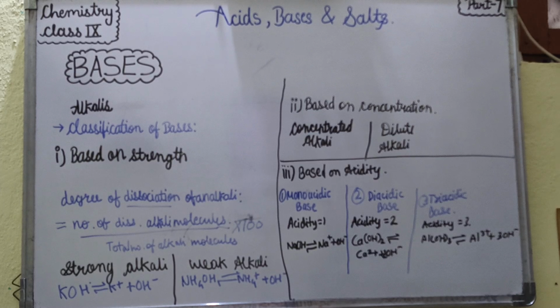Then our next topic is general methods of preparation of bases, physical properties of bases, chemical properties of bases, basic anhydride, uses of bases, neutralization and heat of neutralization. But this we are going to learn in part 8 of this chapter.